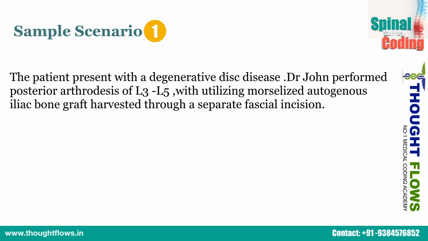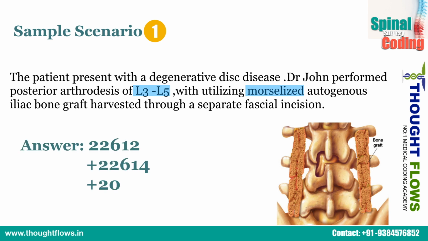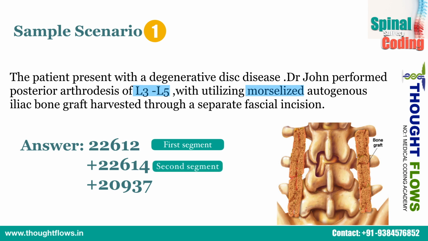Here the patient is coming with degenerative disc disease and the doctor performed arthrodesis from L3 to L5. Along with it, he took a morcellized autograft. So we have to check for both arthrodesis and bone grafting. So we have to give the codes 22612 for the L3 to L4 interspace and 22614 for the L4 to L5 interspace, and for grafting we have to take the code 20937. Hope you got an idea about arthrodesis and grafting.